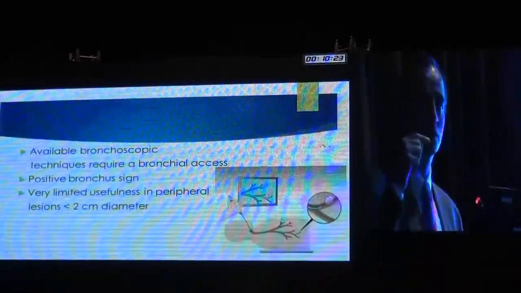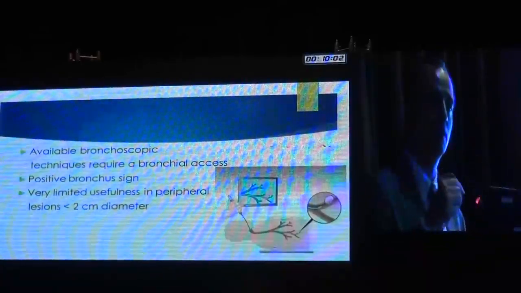But all of these techniques depend on reaching the lesion through the bronchial wall. And our colleague Ahmed had an emergency situation. He was supposed to discuss the electromagnetic navigation, which is a form of computerized virtual bronchoscopy that would guide the bronchoscope and the biopsy forceps inside the bronchi to reach the peripheral lesions. But now, what if the lesion is not in direct contact with the bronchus? It's in here. So all the techniques that depend on bronchoscopic guidance will not be effective.